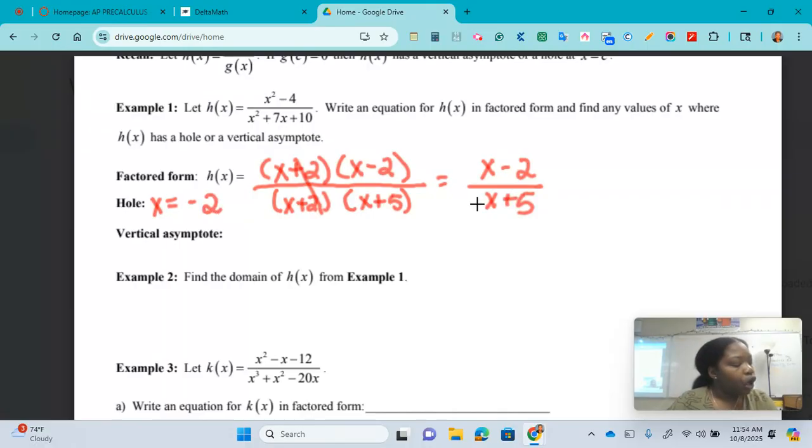Where do we have a vertical asymptote? Where the denominator equals 0 but not the numerator. At x equals negative 5. Do I have any questions on that?